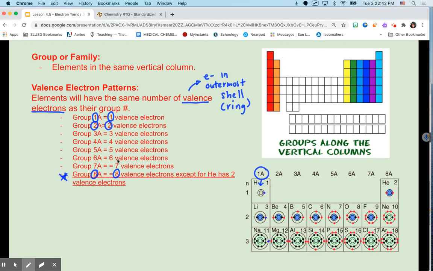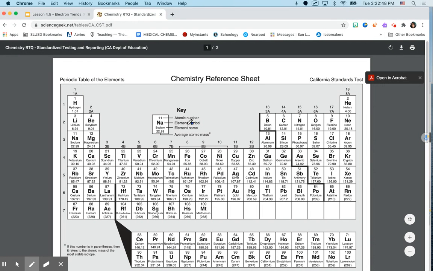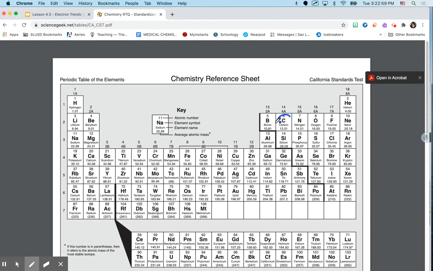So something I might ask you just to practice a little bit is, if I give you this periodic table, we're going to switch over to this periodic table because it's a little more simplified. If I ask you, okay, carbon has how many valence electrons? Well, if I look up, carbon is in group or column 4A, or the family 4A.